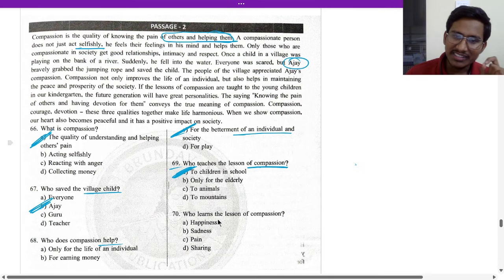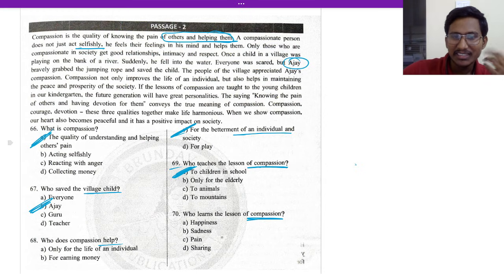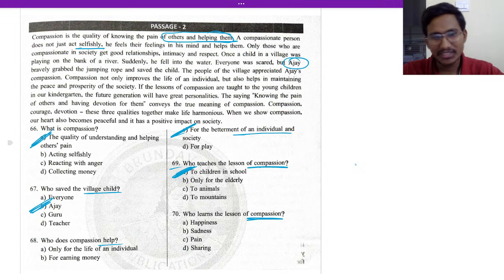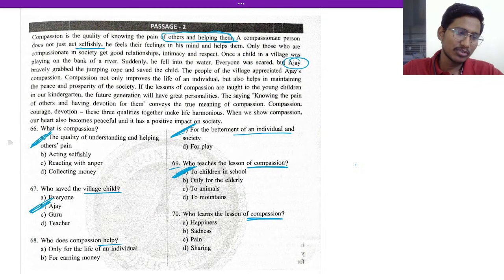Next, who learns the lesson of compassion? Sadness, pain, sharing. So compassion means what? Compassion is like sharing. Who learns the lesson of compassion? What is that question? It is not giving a proper meaning, right?